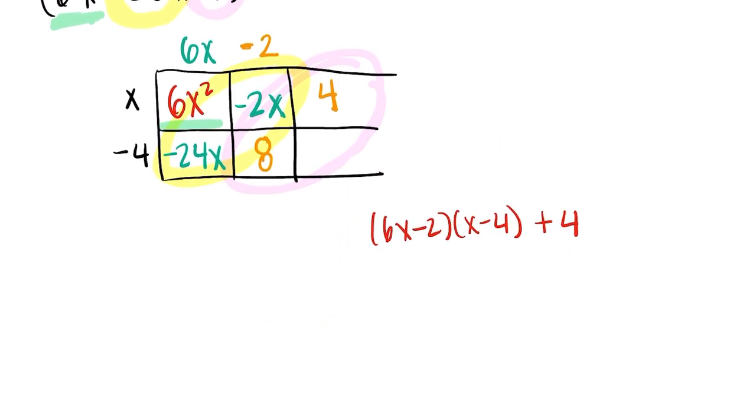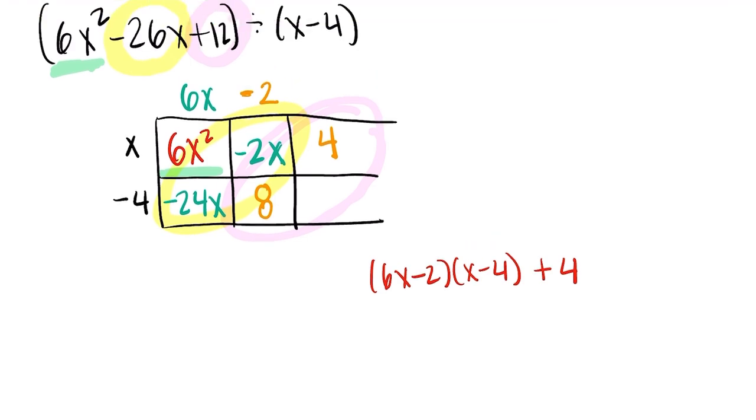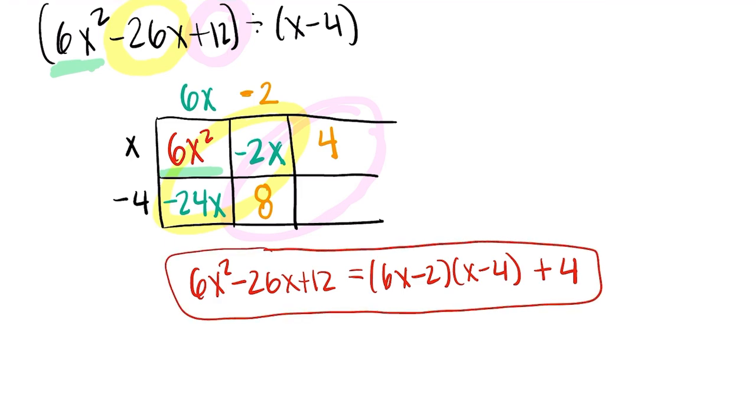I'm just going to put this down here. So I could say that this 6x squared minus 26x plus 12 equals this. Or I could say that if I take that division, when we divide, the 6x minus 2 is my quotient, and the 4 is my remainder. And both of these are what we got when we did the long division. So it's just a different way to think of this.